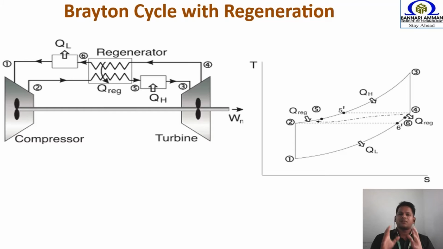So now we are very clear about the first modification done on the ideal Brayton cycle, which is intercooling. The second modification for improving the performance of the ideal Brayton cycle is Brayton cycle with regeneration. Regeneration is similar to the intercooler. The difference is that in the Brayton cycle with intercooler we provide an intercooler between two compressors, but the concept of regeneration is very interesting.